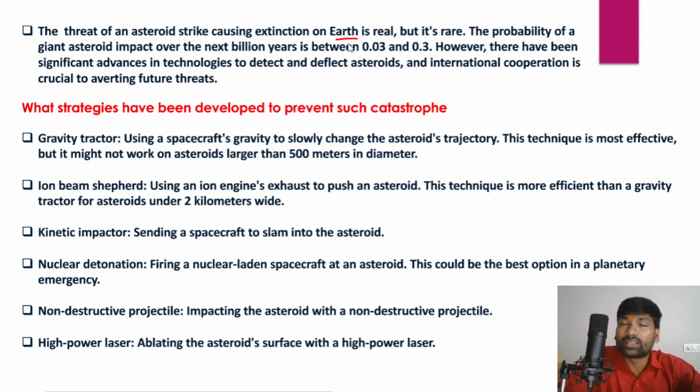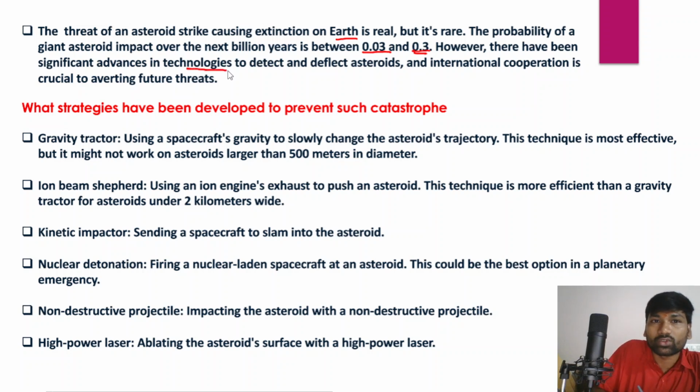Asteroids hitting the planet Earth and leading to the extinction of life on this planet is real, but it's rare, right? Because the probability of a giant asteroid impact on this planet over the next billion years is between 0.03 and 0.3. However, there have been significant advances in technologies that could detect and even deflect asteroids, and international cooperation is crucial in averting the future threats of asteroids.